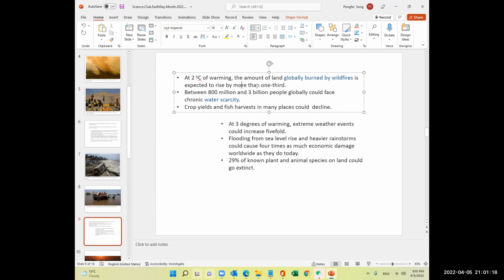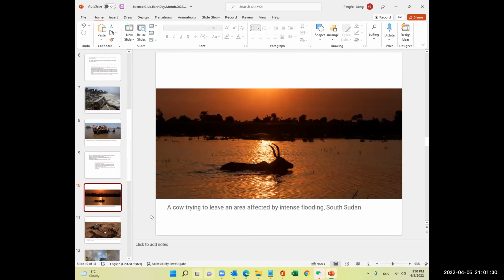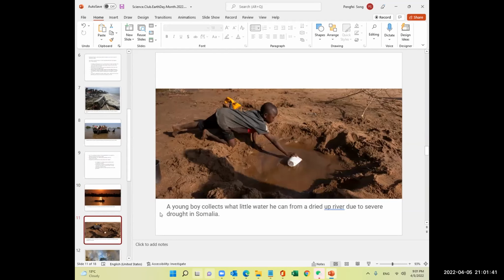Also, 29% is almost 1/3, right, of the known plant and animal species that can go extinct, because these animals and plants probably cannot adapt. So here you're looking at a cow trying to live in an area that's flooded in South Sudan, right? Some animals will not be able to adapt, then they will die. The whole species will disappear.